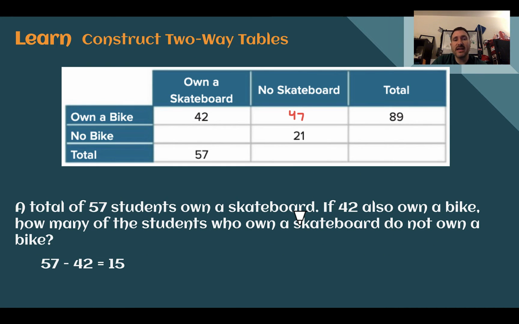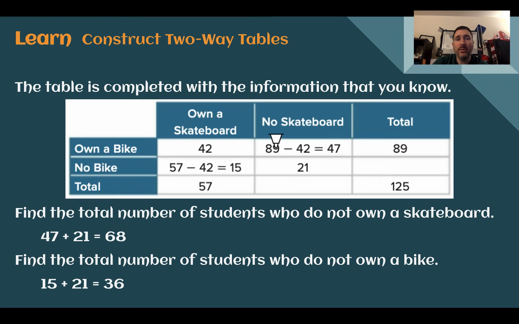Next, 57 total own a skateboard. Based on this, we say 42 also own a bike. We can fill in this box here because we can just add the top plus the next row to get the bottom. So figuring out what's missing, 57 minus 42, 15 people must own a skateboard, but not a bike. Now we can fill in our last two boxes. So let's fill in this bottom one here.